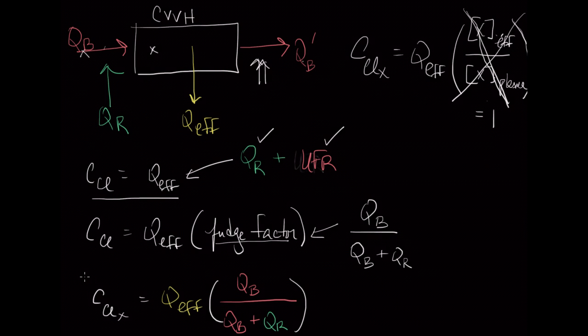So in the end, you get an equation that looks like this. And there you have it. That is your formula for convective clearance in CRRT.